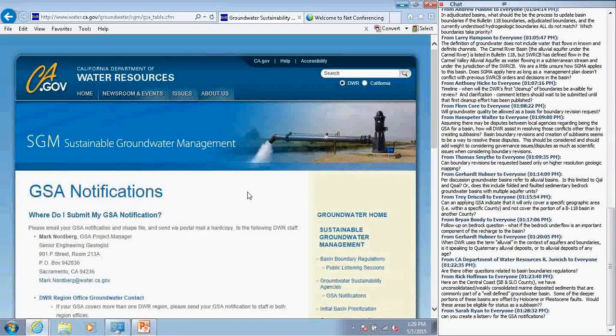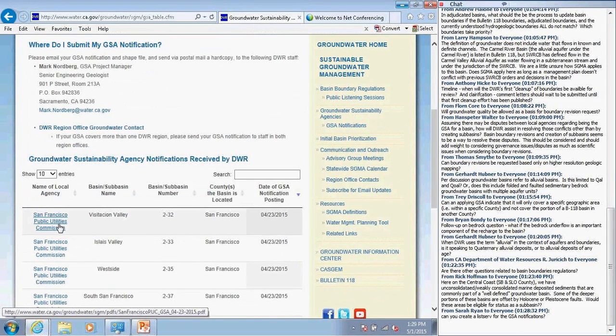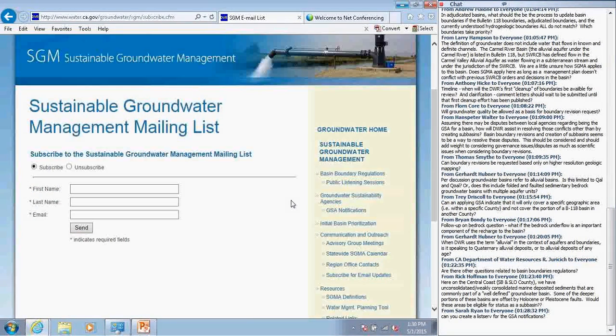This is a table of GSA notifications we've received to date. It's a searchable table; you can type in which county or groundwater basin you're interested in. Click the information here, and you get the whole package of information that was sent to the department to form a GSA. I just want to add that another question came in about creating a listserv for GSA notifications. Steve, you can hover over where our listserv is. It's for email updates, for those of you that want to be updated not only with information specific to GSA formations, but with anything of notable importance with respect to SGMA.